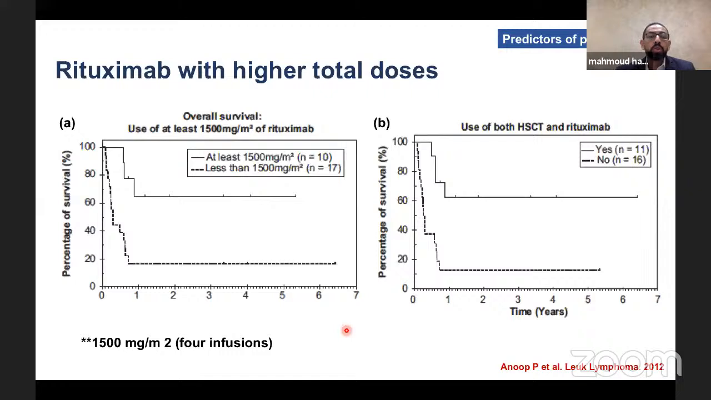And some are also associating the outcome to the doses of rituximab given, and assuming that courses of less than 1,500 milligrams per meter square have an inferior outcome compared to patients who receive more than 1,500 milligrams per meter square, which is equivalent to 4 infusions, as well as the combination of stem cell transplant and rituximab having a more favorable outcome compared to those who didn't use both modalities.